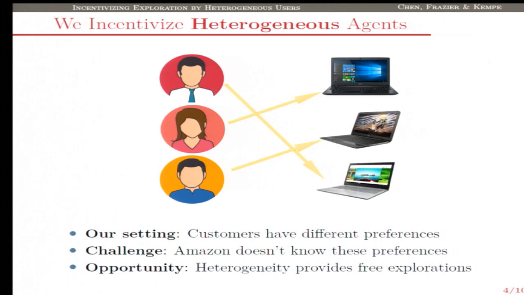If we go back to the previously mentioned Amazon example, each customer may prefer different computers to fulfill their specific needs. On the other hand, Amazon doesn't know which customer prefers what computer. So neither the customers nor Amazon itself can do a good job. They need to somehow coordinate with each other in order to maximize the cumulative social welfare. And that is exactly the problem we are trying to address in our paper. Based on our analysis, we show that this heterogeneity not only presents a new challenge, but also provides free exploration. I will explain more about what I mean by this.